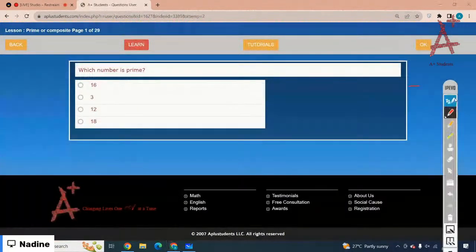Let's just look at the multiples of the given number. Multiples mean the two numbers that when you multiply make 16, right? 1 times 16 is 16 and 2 times 8 is 16. Also, you have 4 times 4 is 16. So 16 has more than two factors. This is a composite number.